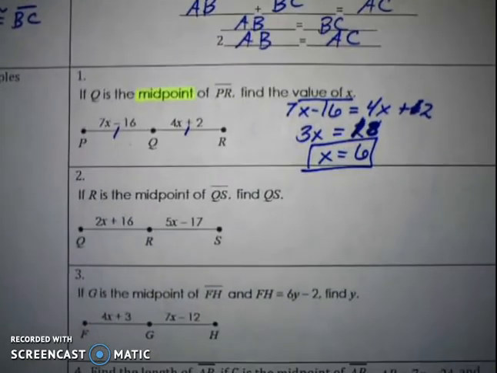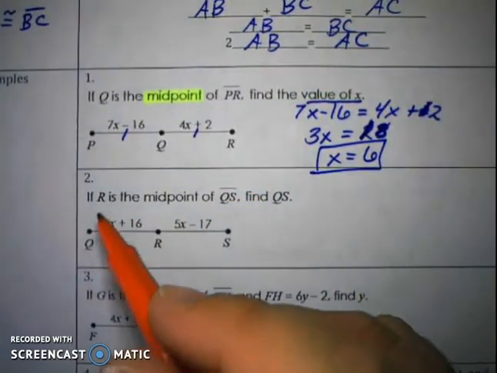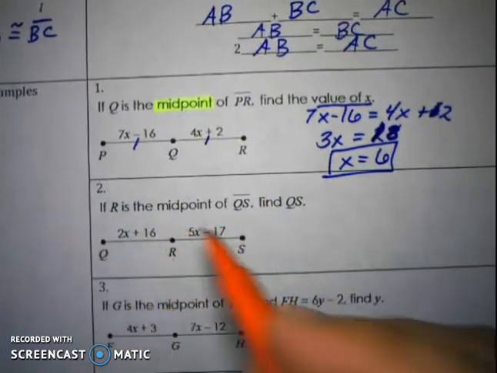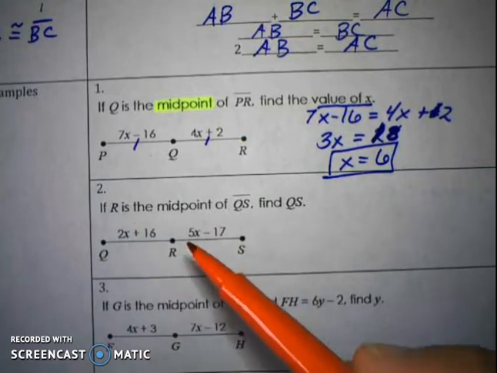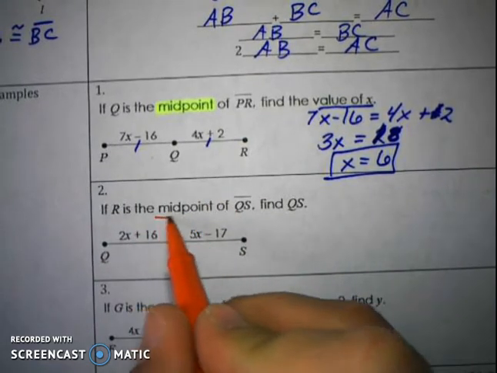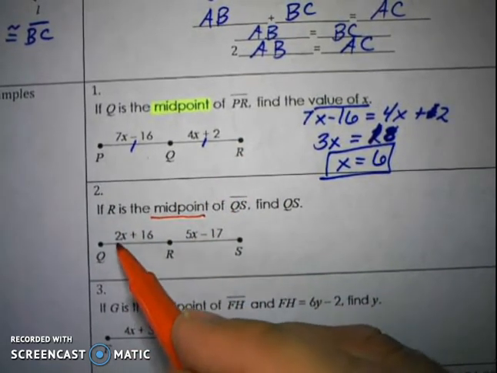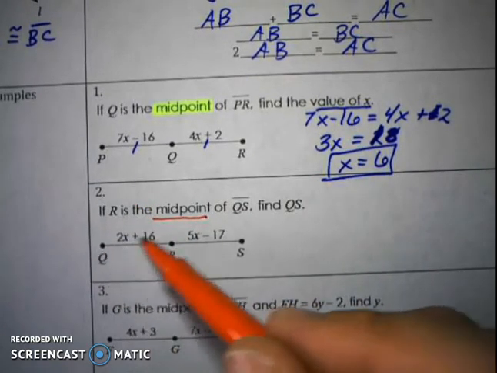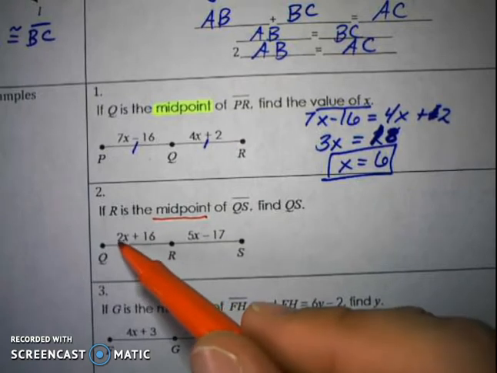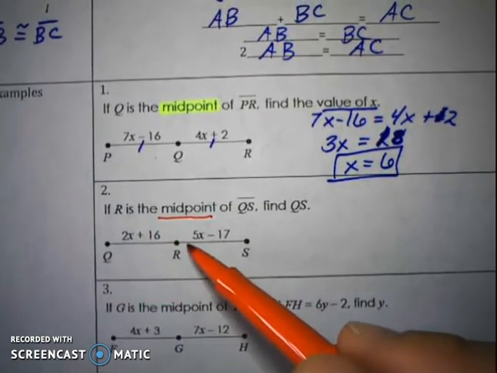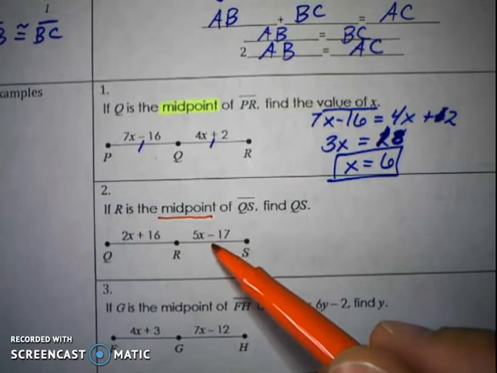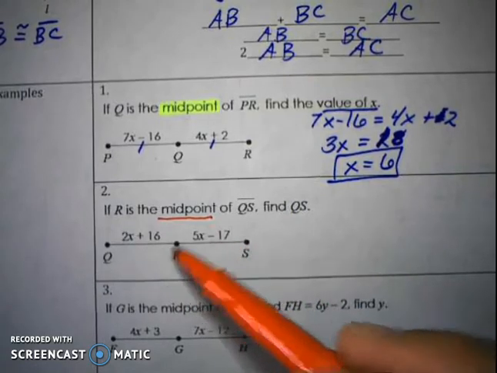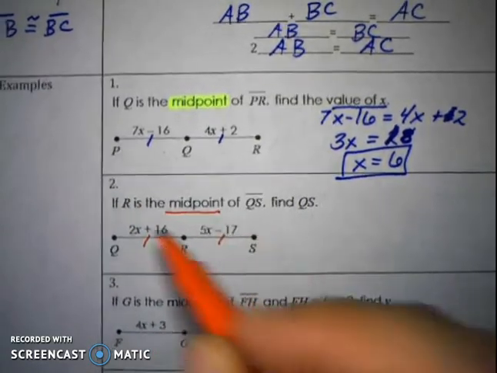Okay, for example 2, we're really going to do this pretty much the same way that we've just done the other one, but it's setting up a little bit different for us. R is still the midpoint, that's still our key word, and this is called 2x plus 16. We're just filling in these segment lengths with algebraic expressions. 2x plus 16 will equal some value, and then RS is 5x minus 17. But since this is our midpoint, we know these are congruent segments, so these are equal.